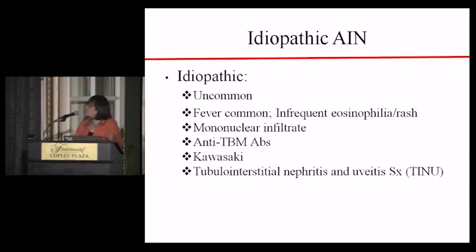Now, as we mentioned before, idiopathic AIN comprises about 5 to 10%. Even though I call it uncommon, it is about 5 to 10%. Patients commonly present with a fever, but it's very uncommon to have eosinophilia or rash. Okay.